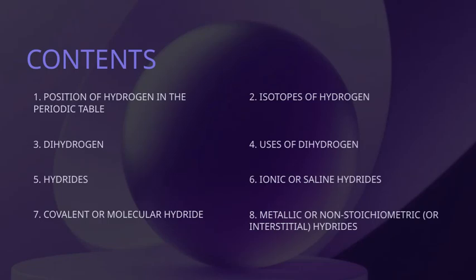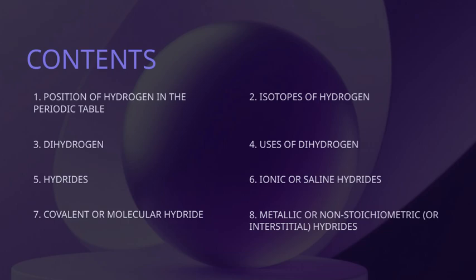Let's take a closer look at the different types of hydrides. First, we have metallic or non-stoichiometric, also known as interstitial hydrides. These are typically formed with metals and often have variable compositions, which means they don't follow a fixed ratio of hydrogen to metal. This variability allows for interesting electrical and physical properties.